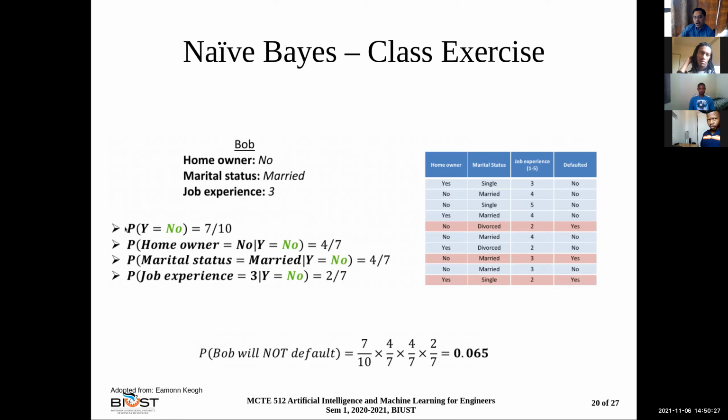The Y output is either yes or no. For the no case, it has 7. So 1, 2, 3, 4, 5, 6, 7. 7 divided by 10. So the probability of the no, that Bob won't default, is 7/10. Now given that it's a no and you're not a homeowner, you'll not default, but not a homeowner.